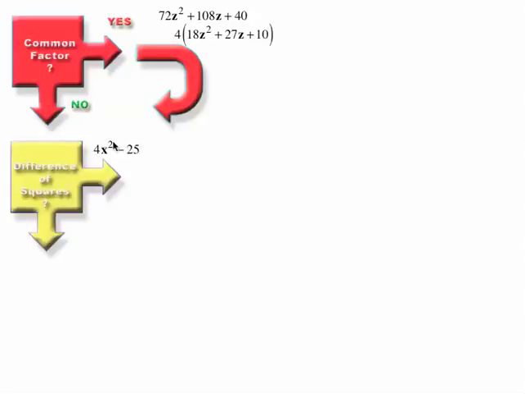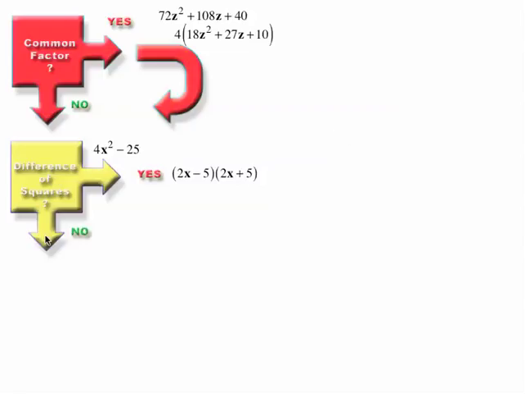for difference of squares. So if you have something like 4x squared minus 25, where the first term is a perfect square, the last term is a perfect square, and you're subtracting them, and you only have 2 of them, then that's difference of squares. And so yes, you do your difference of squares, and you're done.